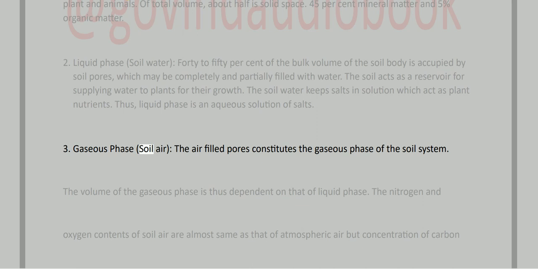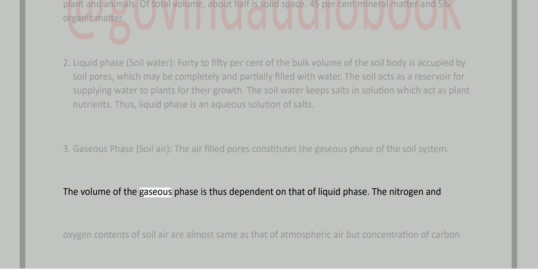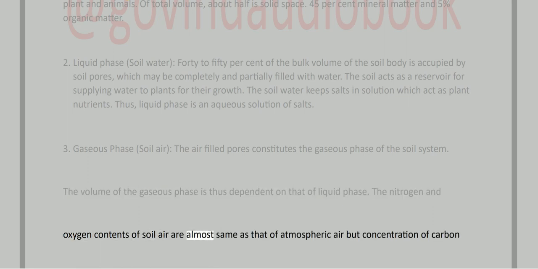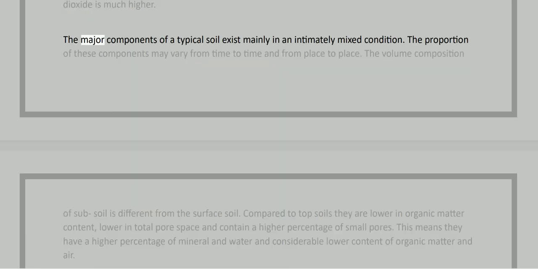3. Gaseous phase. Soil air. The air-filled pores constitute the gaseous phase of the soil system. The volume of the gaseous phase is thus dependent on that of the liquid phase. The nitrogen and oxygen contents of soil air are almost the same as that of atmospheric air, but the concentration of carbon dioxide is much higher. The major components of a typical soil exist mainly in an intimately mixed condition.